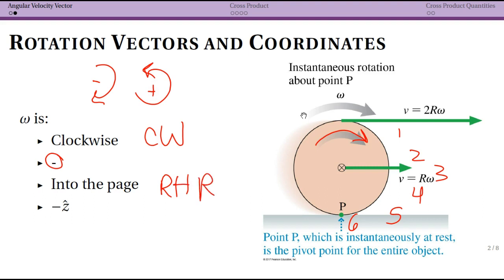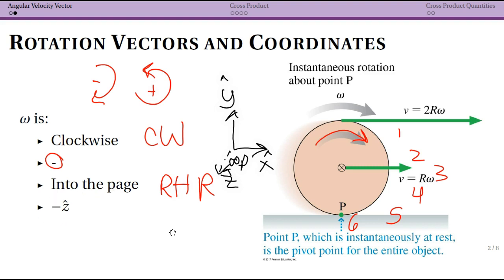Now there's one final way to describe this, which is the idea of our coordinate system. And this is where, if I just say negative z hat, that doesn't mean anything. But if I define my normal coordinate system, where I have x, y, and z is then coming out of the page, we see that if z is coming out of the page, and we just said that our rotational vector corresponding to omega is into the page, that means it's minus z hat.